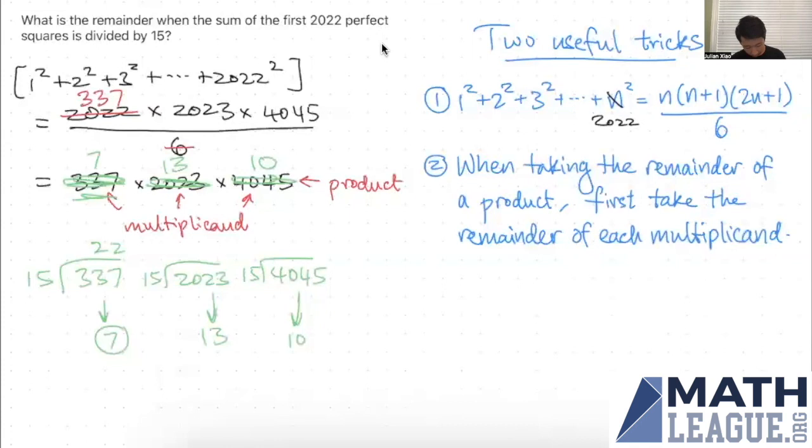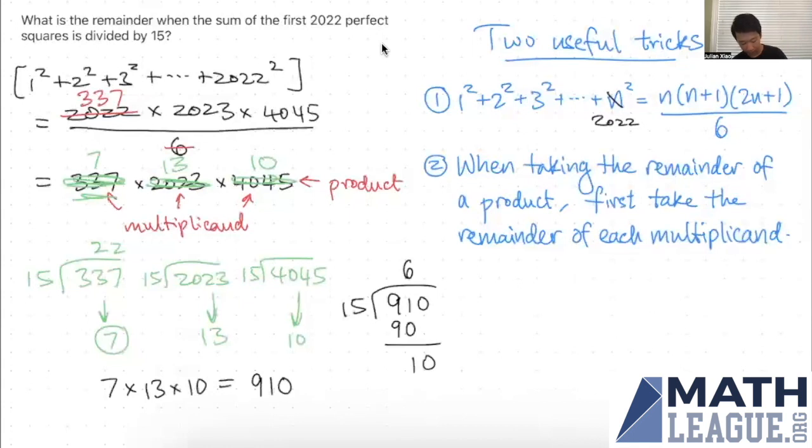So now let's take the product that we have now, which is 7 times 13 times 10. So that equals 910. Now we need to take the remainder of 910 when divided by 15. And this is easy enough for us to do because this is not a big number at all. So first up is 6, because that will give us 15 times 6, which is 90. And that's it. So the remainder is 10. And from these tricks that we've learned before, that should be the answer to the original problem.